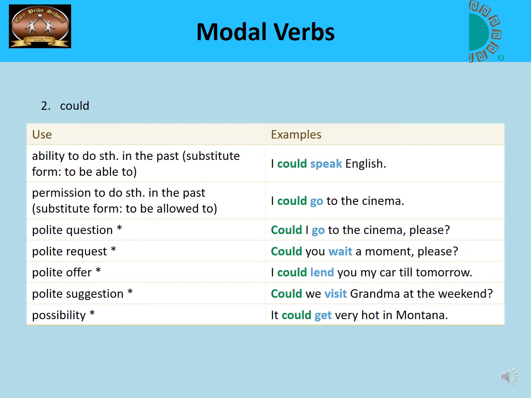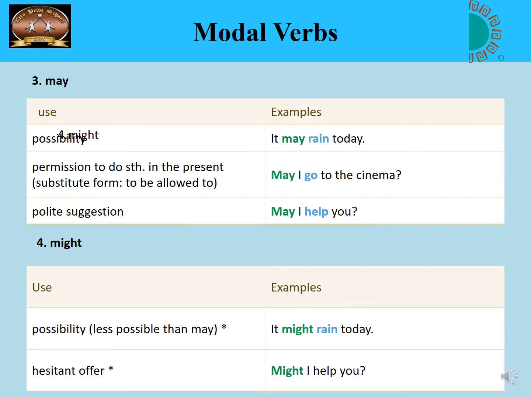Now with could. I could speak English. I could go to the cinema. Could I go to the cinema, please? Could you wait a moment, please? I could lend you my car till tomorrow. So everywhere you'll find politeness with could. Possibility: it could get very hot in Montana.